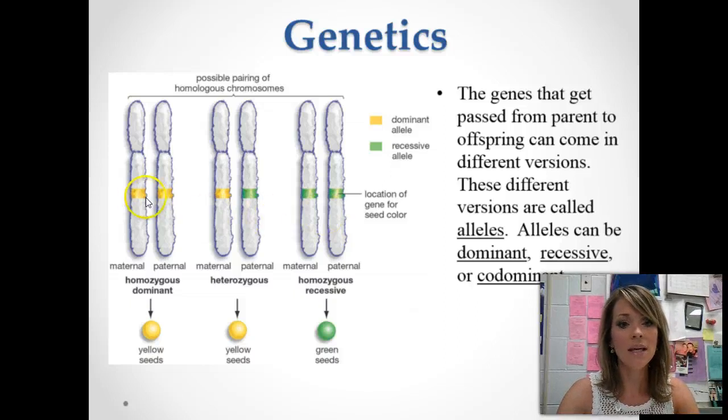And so you can see here the different alleles for these particular genes for pea plants. There's a dominant allele for yellow seeds, and then there's a recessive allele for green seeds. So you're going to get one of those two versions from your mom and one of those two versions from your dad. So this pea plant right here got two yellow alleles from its mom and its dad. This pea plant got one yellow allele, a dominant, and one green, a recessive. And this pea plant ended up with two recessive alleles for green.